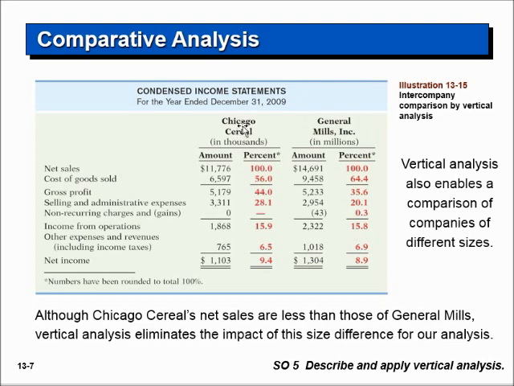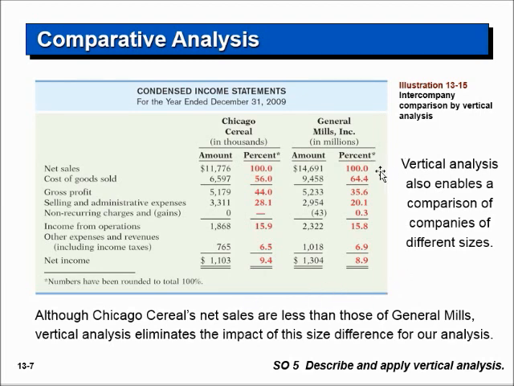But we can take a look at these two companies and we can see that General Mills, which is in the millions, so in other words this is 1.3 billion, and Chicago Cereal, which is in thousands, so that's 1.1 million, very, very different. General Mills is much larger. But we can see how two different size companies are doing compared to each other on a percentage basis.